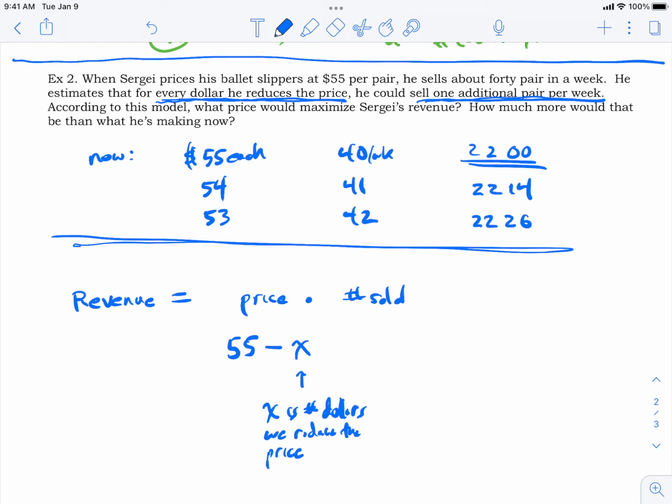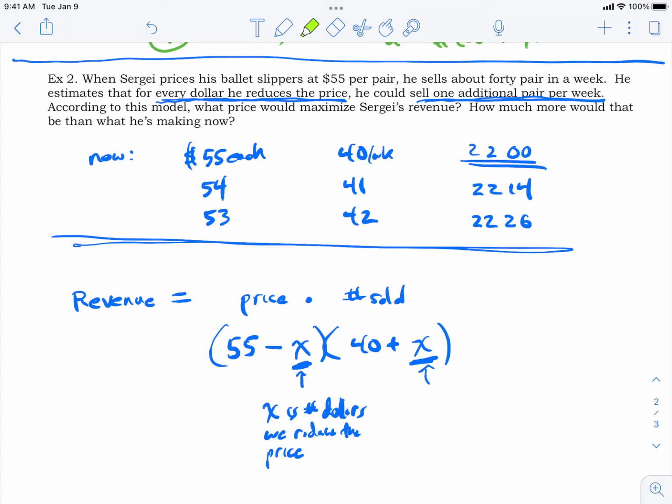That works, right? So if you reduce the price by $1, X is 1. And if you reduce the price by $2, X is 2. That makes sense, I guess. And then the number sold is going to be, well, you're selling 40 at the moment. And notice I can use the X here. Even though I was using X for dollars, here it stands for how many extra pair did I sell. But since it's a one-to-one thing, reduce the price $1, add 1 pair, I can just use that same X. It works, right? You've reduced the price by $1, you're going to sell 1 more pair.